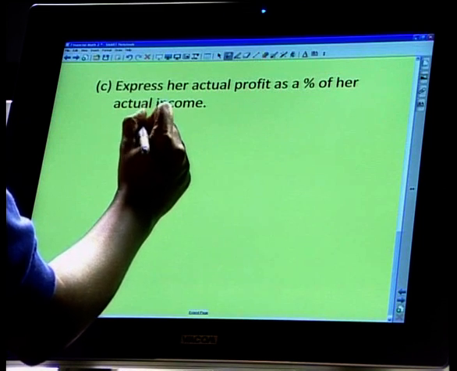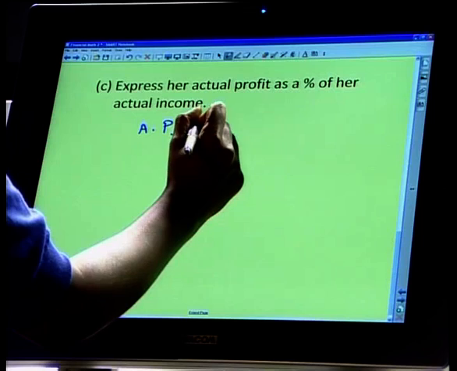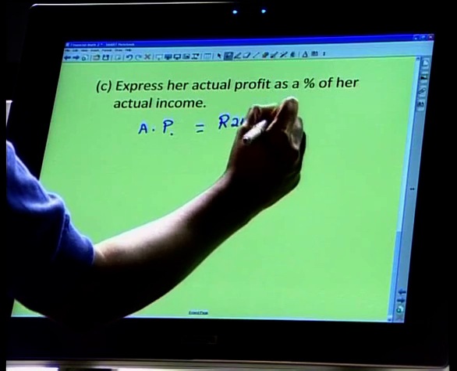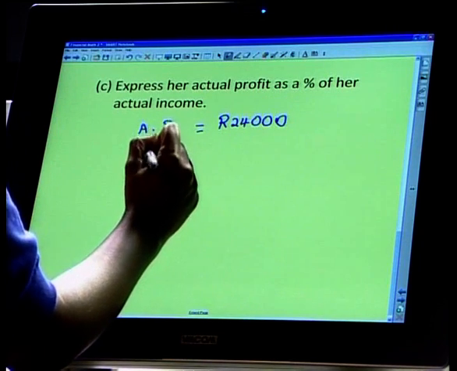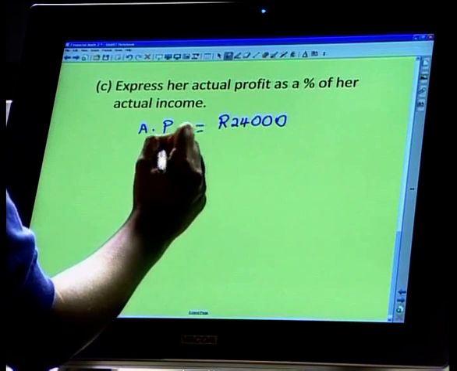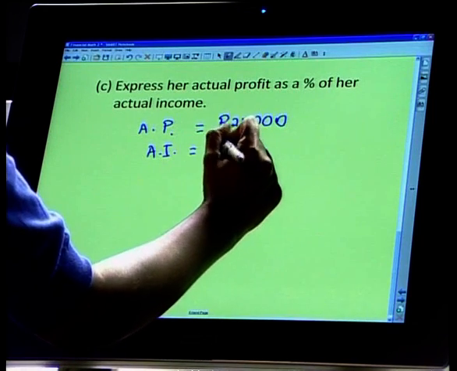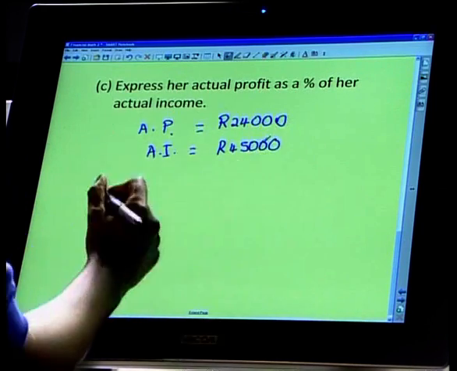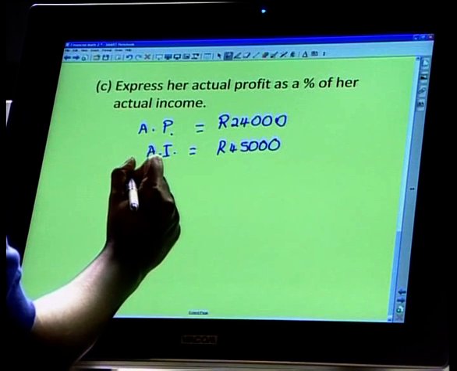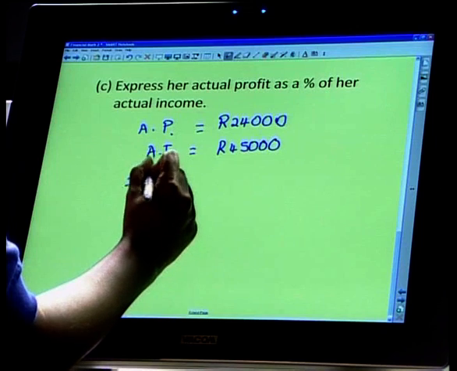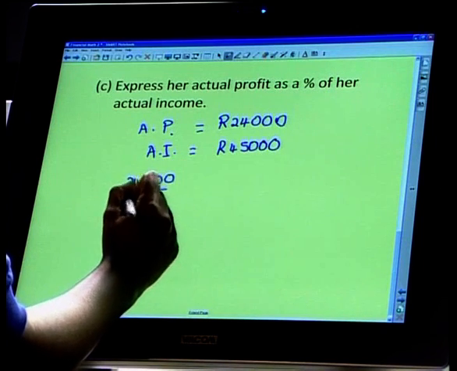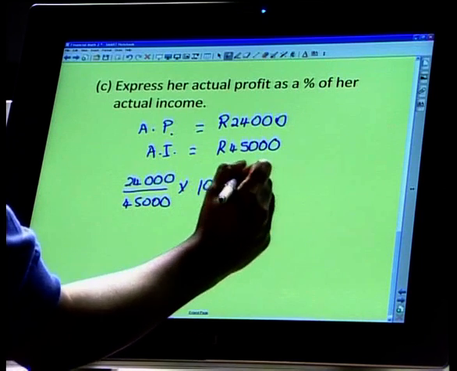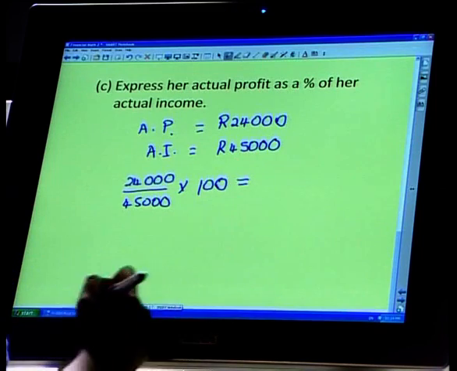So we know that her actual profit was equal to 24,000 Rand, and her actual income was equal to 45,000 Rand. So we can write this in percentage terms as 24,000 over 45,000 times 100. And let's see what we get.